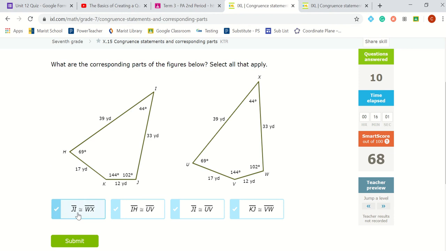JI, what is JI? JI is 33 yards. WX is 33 yards. Those are congruent. IH is 39 yards. UV is 17 yards. Those are not congruent. JI is 33 yards. UV is 17 yards, not congruent. KJ is 12. VW is 12. Those are congruent.